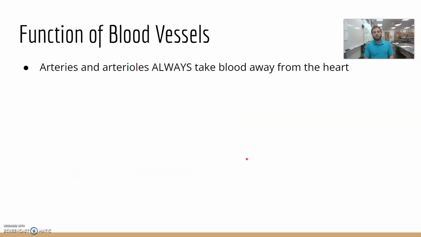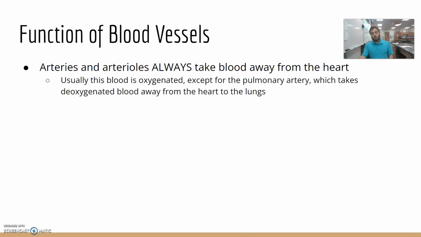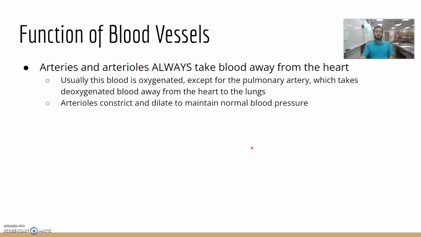As for the function of blood vessels, we've mentioned arteries are always going to take blood away from the heart, regardless of if that's the pulmonary artery or any other artery that you have in the body. Generally, it's oxygenated, except for in that pulmonary artery or the pulmonary trunk that splits into the right and left pulmonary artery, as it's taking deoxygenated blood away from the heart towards the lungs.